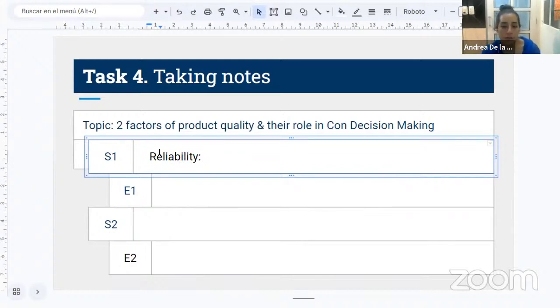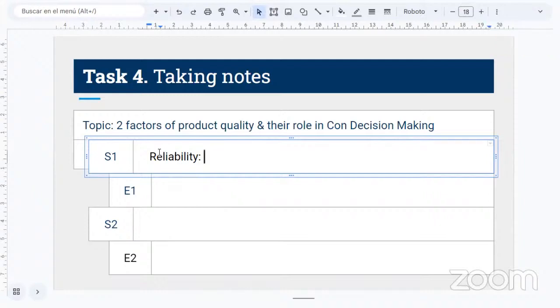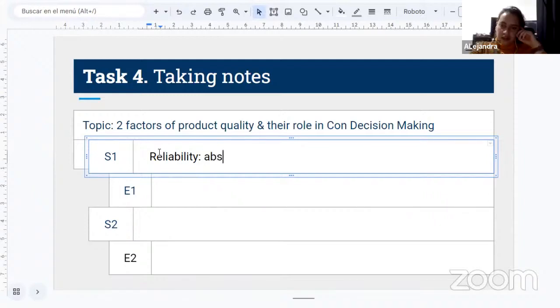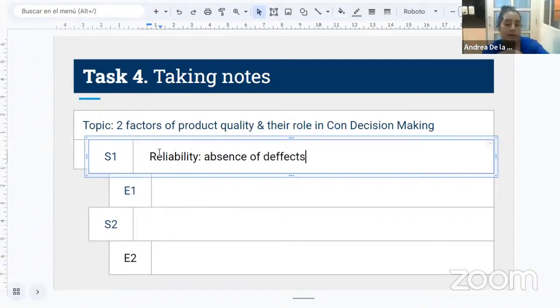Now the professor defines reliability. So what is it? Can you give me a definition? Absence of defects. Exactly, love that. I don't know if you noticed, but we have many definitions for reliability. One of them was the absence of defects in a product, but there were other things as well. I think it was when the product works the way that the consumer expects it to work, right? That was another definition.